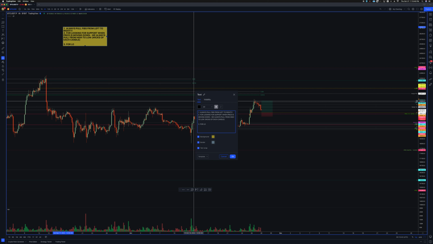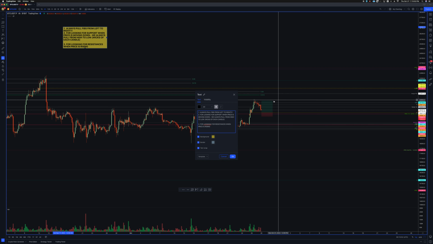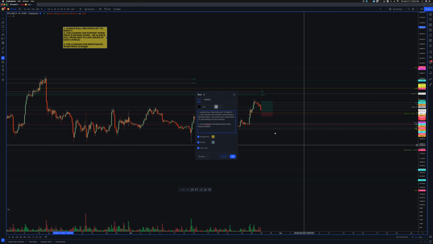For looking for resistances when price is rising, meaning price is going up, you're like, holy shit, when is it going to stop? I mean, when can I short this? You know, it's the opposite of trying to catch a falling knife. Okay, what you know this is, and looking, okay, yeah, we're going to fix that.